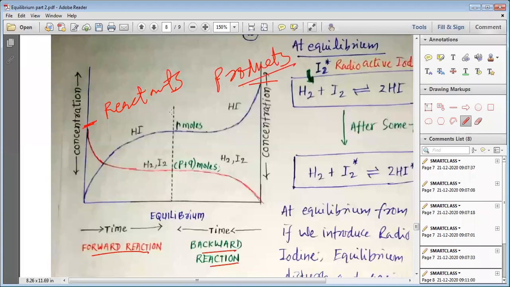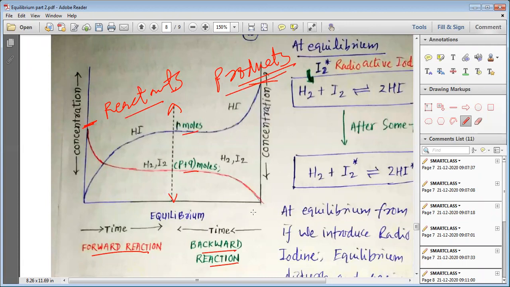First thing is equilibrium can be established from both sides, whether we start from the reactants or whether we start from the products. And the second interesting thing is, when the equilibrium is established, the concentration of the reactants and products is constant, whether we start from the reactants or products.